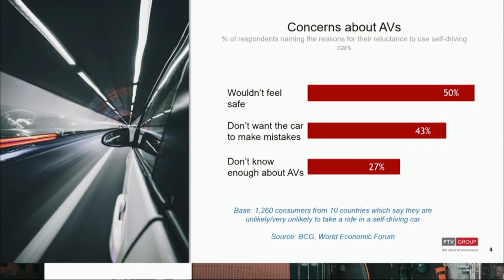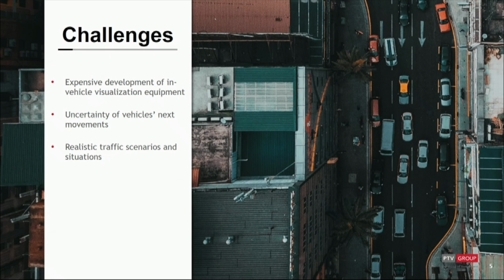We identified a couple of challenges at different levels. First of all, if we want to build a visualization system, integrating these visualization systems into vehicles could be quite expensive and take a lot of effort. On another level, we don't know about the vehicle's next movement, so there's an uncertainty behind it. And finally, we know that visualization designs must comply with realistic traffic scenarios and situations.